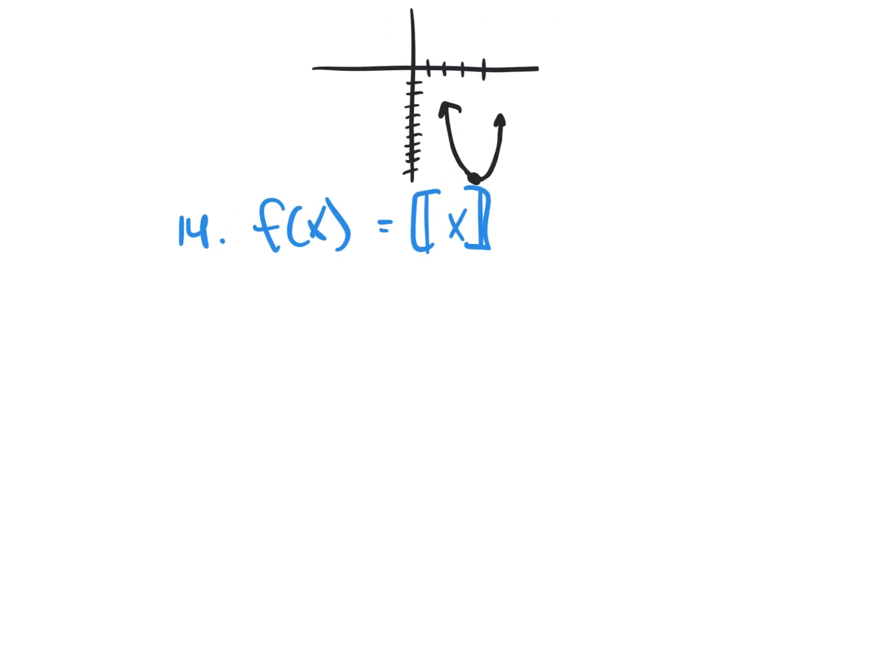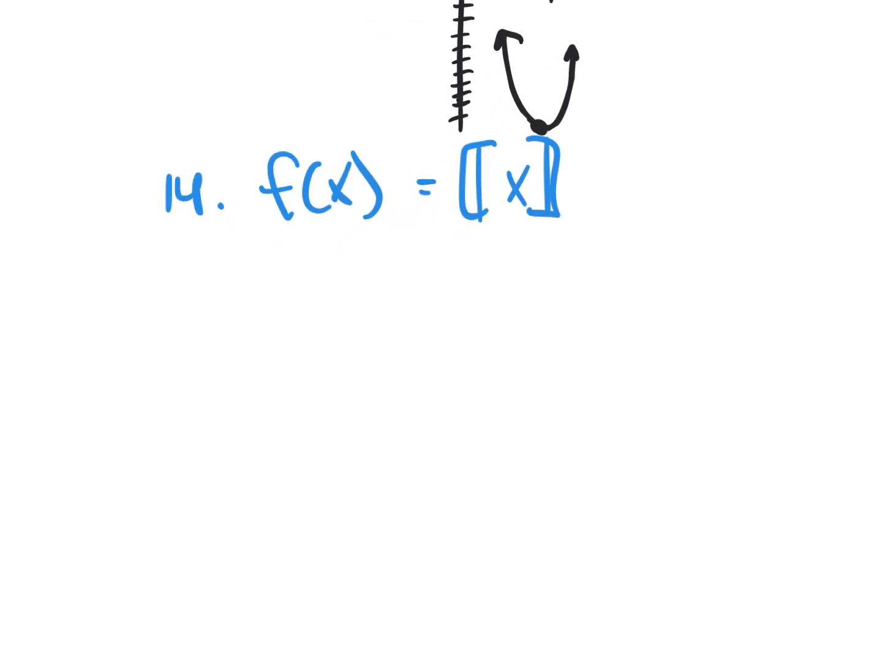All right, last one, number 14. So we talked about this in the notes. This is our step integer. What do these kind of double brackets mean? What if I had double brackets of 1.2? What would this be? It's the greatest integer that is less than. So this would be 1.